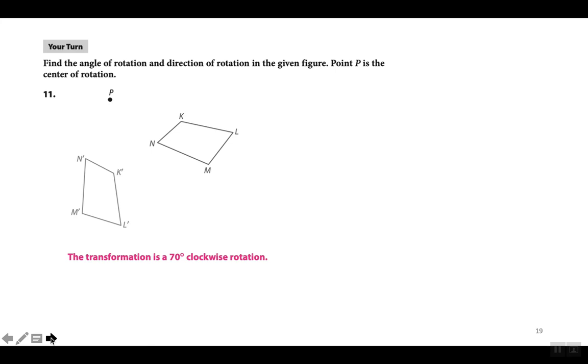So let's see what the answer is. All right, I was kind of close. It's 70 degrees clockwise rotation. Again, in the multiple choice answers, there's only going to be one that's in the vicinity of the correct answer. The other three answer choices should be definitely off so that it'll be obvious which is your correct answer choice.